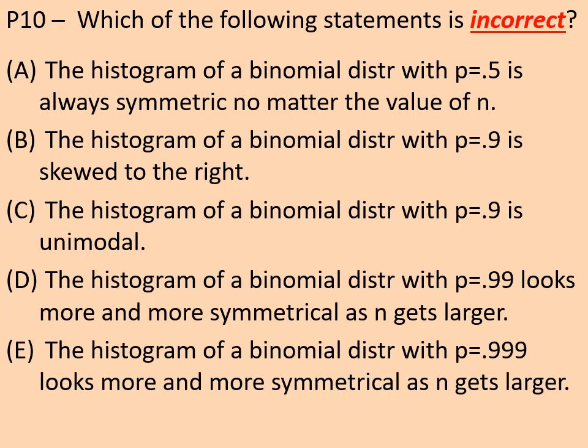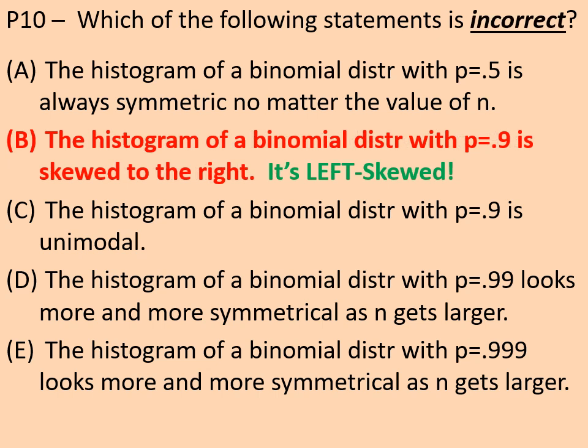P10, which of the following statements is correct? And these are all dealing with the shapes of a binomial distribution. All right, so yes, the histogram with a p-value of 0.5 will be symmetrical, not necessarily normal, but definitely symmetrical. The histogram of a binomial distribution with 0.9 is unimodal. Yes, they're all going to be unimodal. The histogram of a binomial distribution with p of 0.99 looks more and more symmetrical as n gets larger.